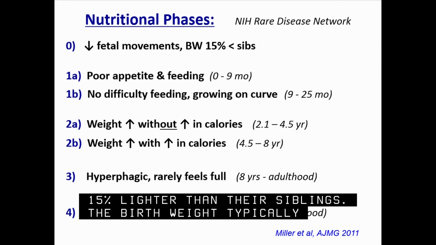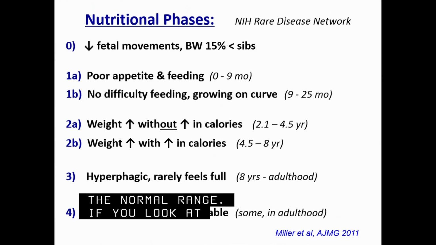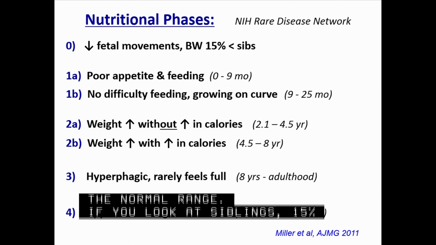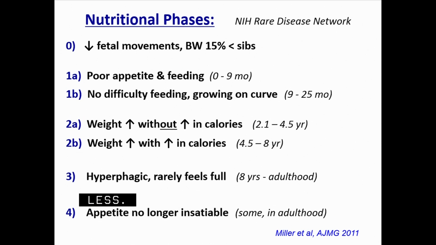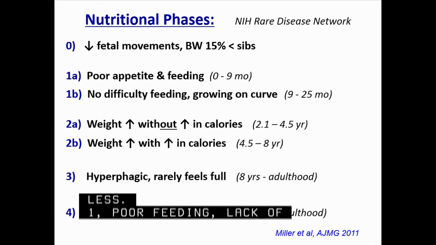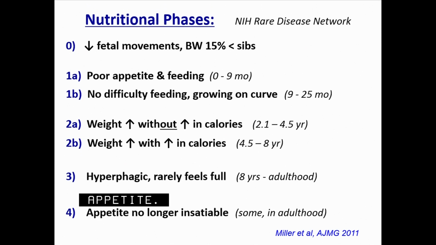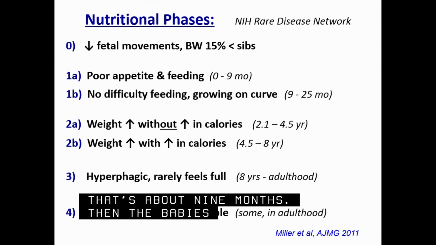The first phase, 1A, is poor feeding. They have a lack of appetite, and they'll fail to thrive, and they'll die if you don't assist feed them. And that lasts for about 9 months. Then about 9 months, plus or minus, the babies start to feed better and start to get on the growth curve and have a pretty good growth and normal feeding.